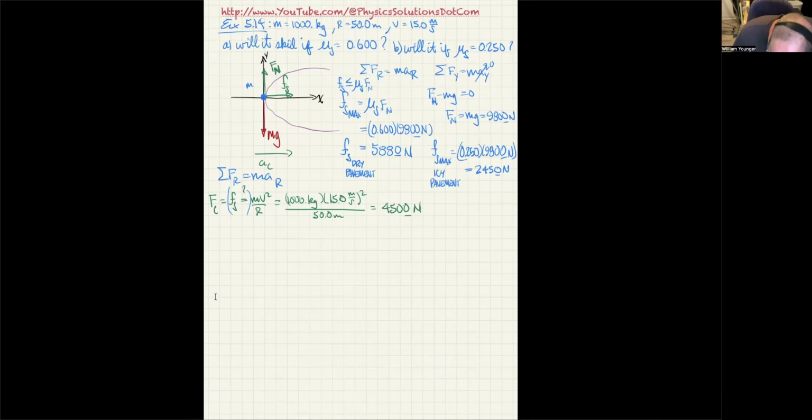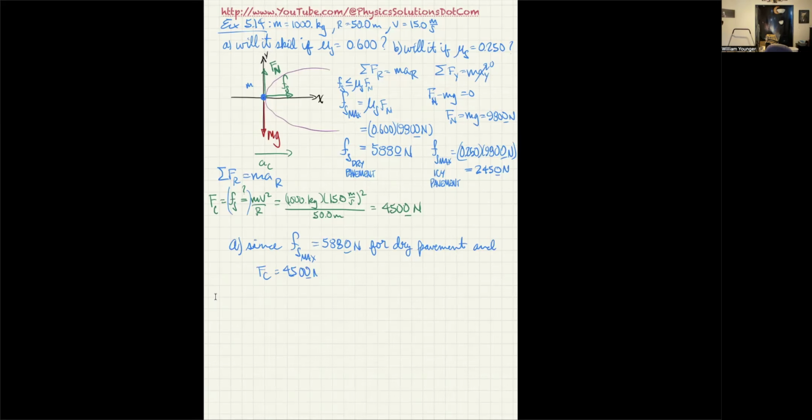And therefore, for part A, since F static max equals 5,880 newtons for dry pavement, and F centripetal is equal to 4,500 newtons, we see that the car does not skid. So our answer for part A is does not skid.